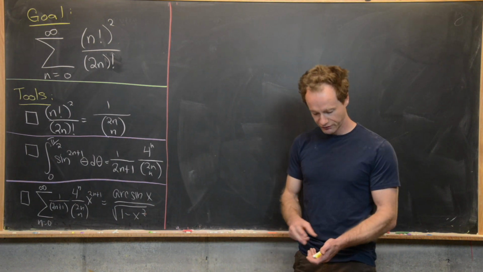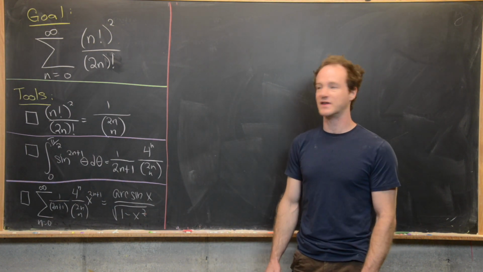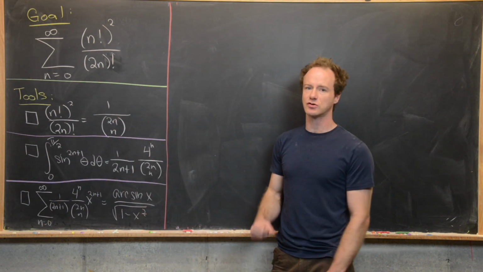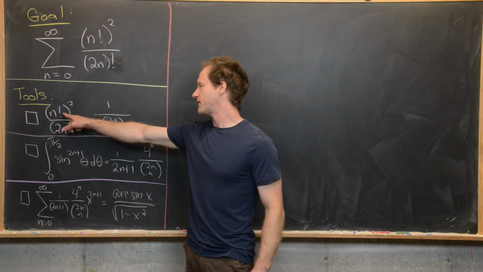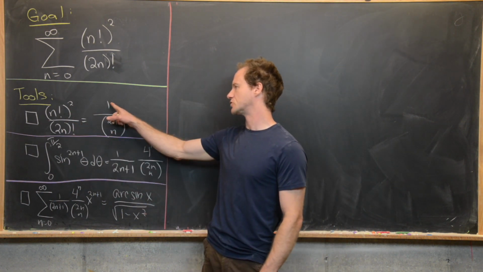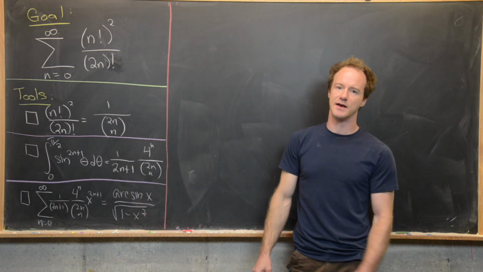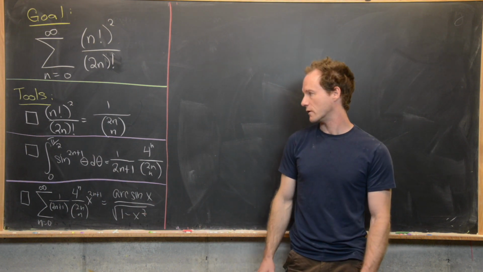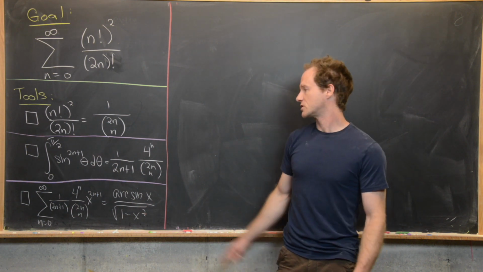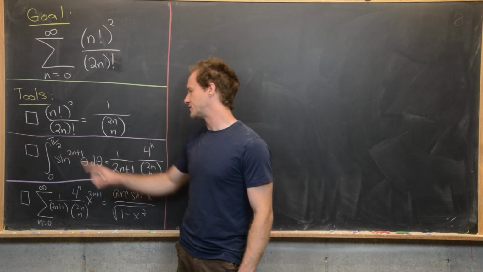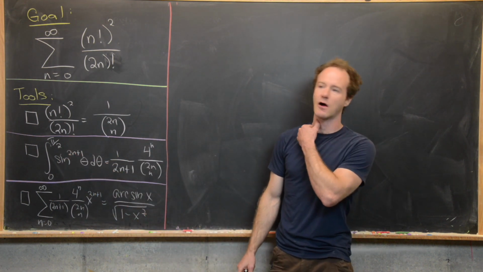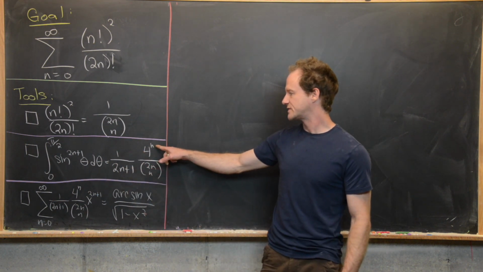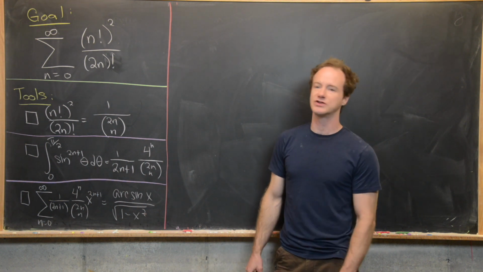Okay, so we're going to use three tools as we calculate the value of this sum. The first one is rewriting each summand as the reciprocal of something called a central binomial coefficient. So we've got n factorial squared over 2n factorial is equal to 1 over 2n choose n. And like I just said, this 2n choose n is sometimes known as a central binomial coefficient. The next thing that we'll show is that the integral from 0 to pi over 2 of the 2n plus first power of sine is equal to 1 over 2n plus 1 times 4 to the n over this 2n choose n.